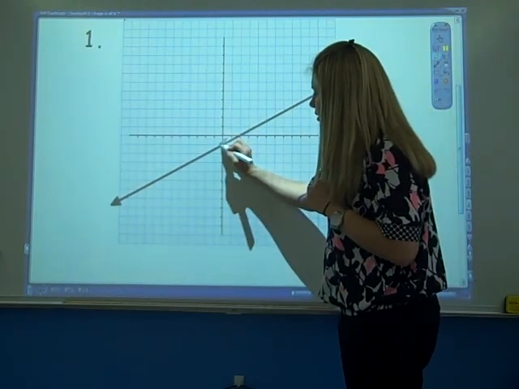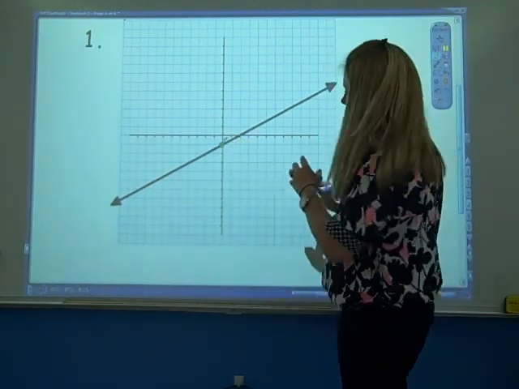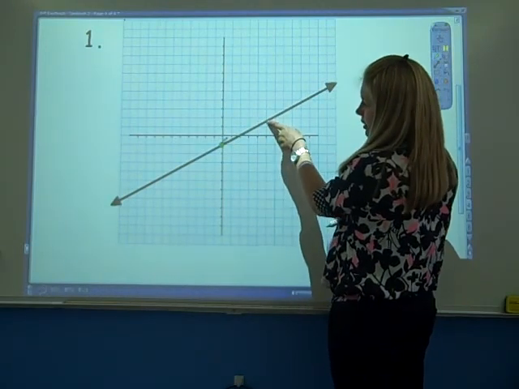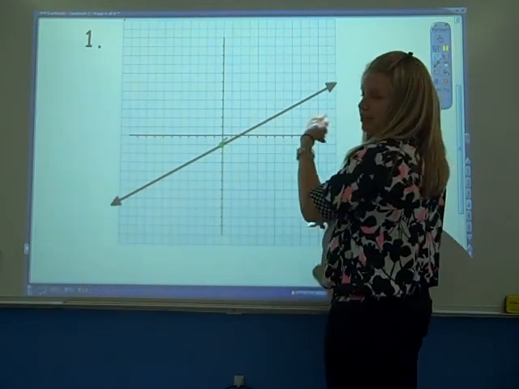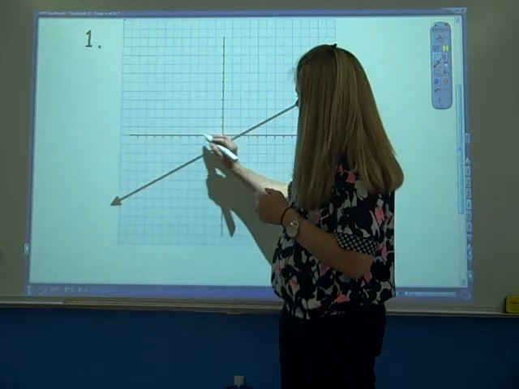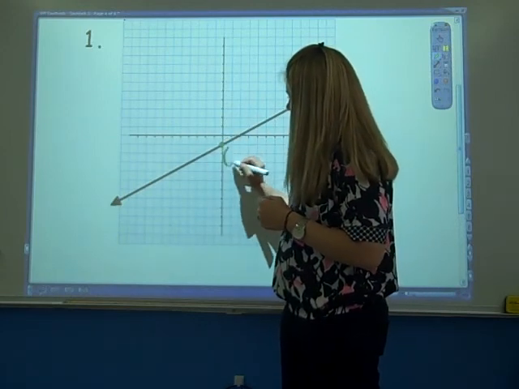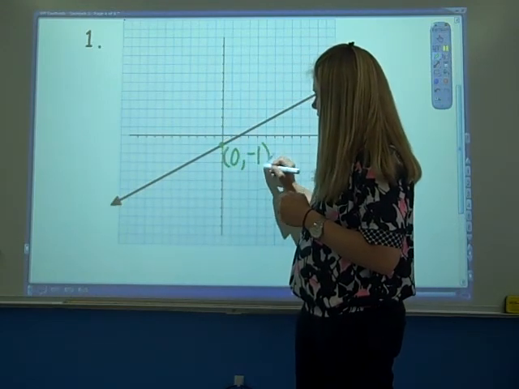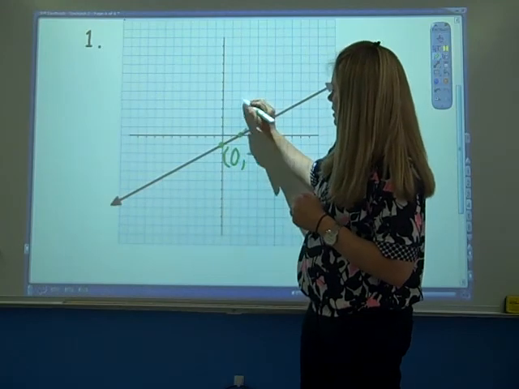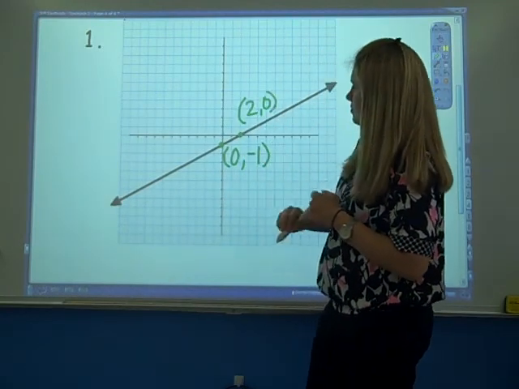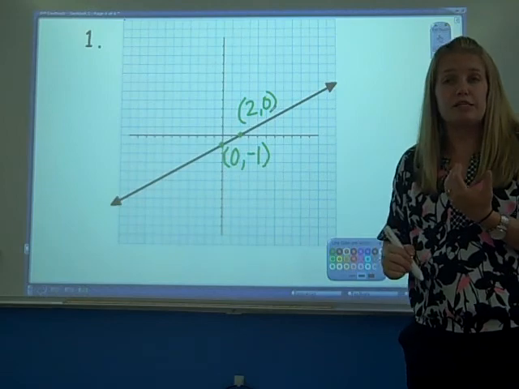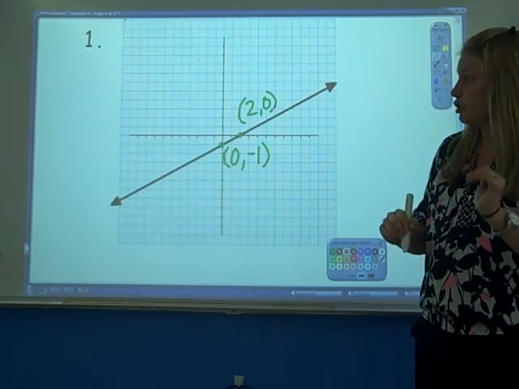Okay, well, here's one right here. I know exactly what that is. For example, I wouldn't pick this one because I don't have any crosshairs exactly where it is. So this is 0, -1. So you can write down 0, -1. The other one I know right here is 2, 0. So I have 2 ordered pairs. Now I'm going to find the slope. Subtract your y's over subtract your x's.